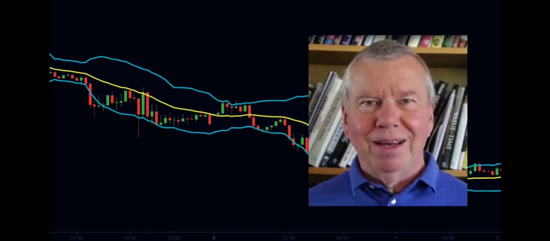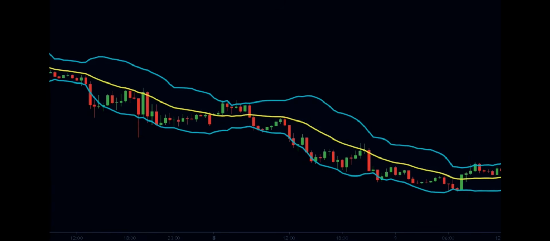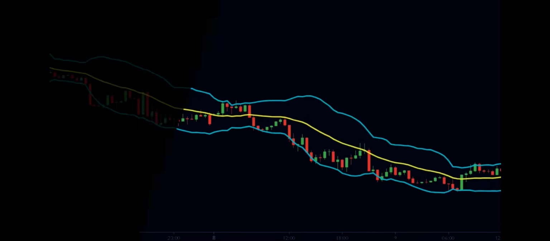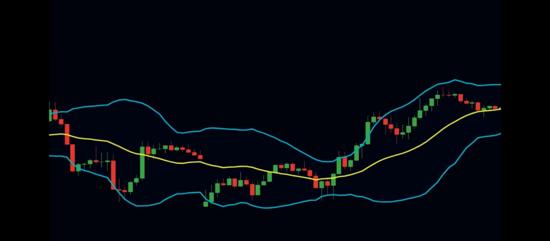Bollinger Bands were developed by a famous technical analyst named John Bollinger. By definition, Bollinger Bands is a technical indicator that plots lines that are calculated based on the standard deviation of a simple moving average. This is how the Bollinger Band looks. It consists of three lines.